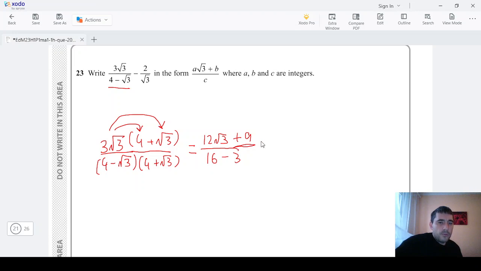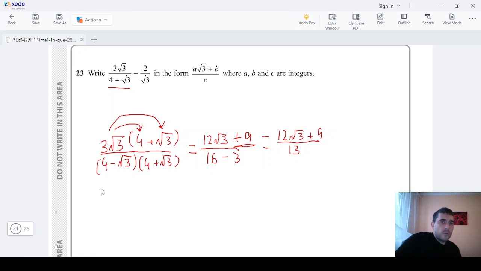I have done with the first fraction, so of course that will be equal to just collecting like terms, which is 12 root 3 plus 9, simplified as much as I can, over 13. 16 minus 3 makes 13. Okay, so done with the harder one.